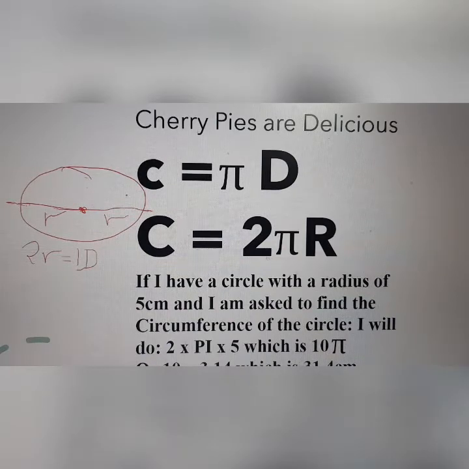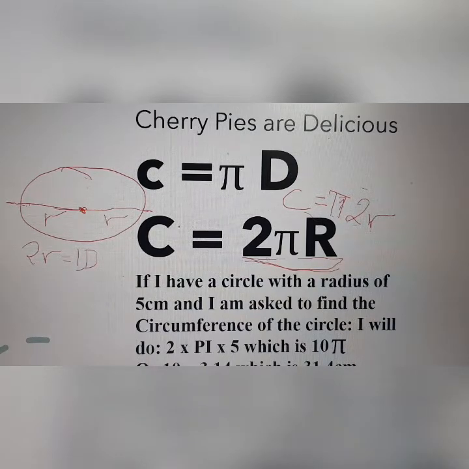So if I don't want to say cherry pies are delicious, I could as well say cherry pies is written as 2 pi r. Why? Because circumference equals pi, and instead of writing d, I can write 2r, because 2 radii is 1 diameter. If I rearrange this, it becomes 2 pi r, just like we have here. So 2 pi r is the same thing as pi 2r, and it's the same thing as pi d.